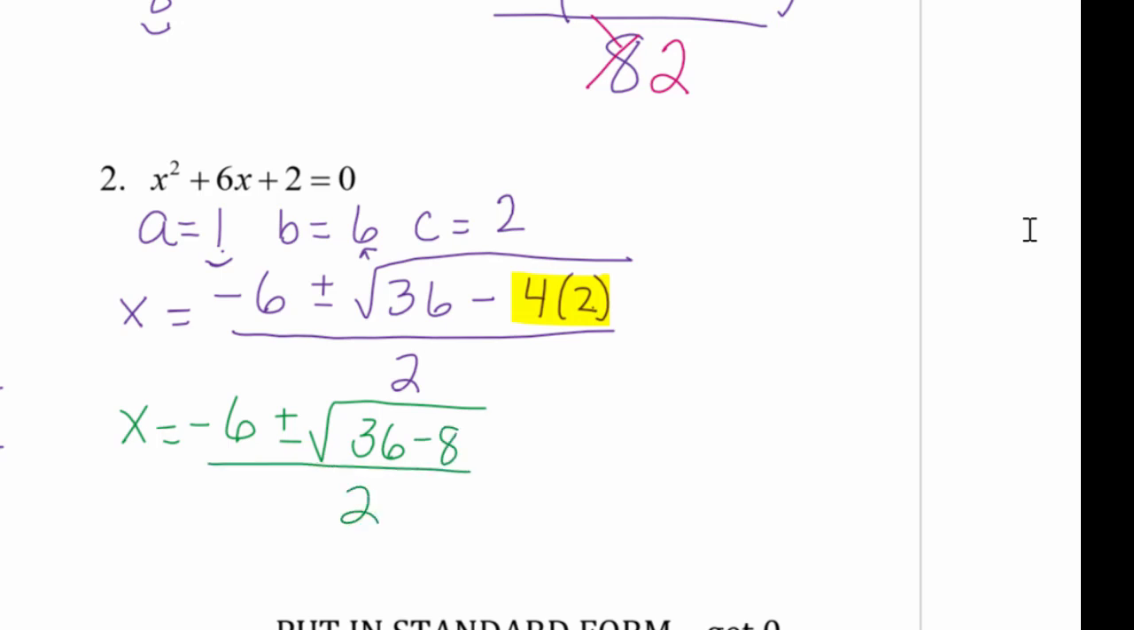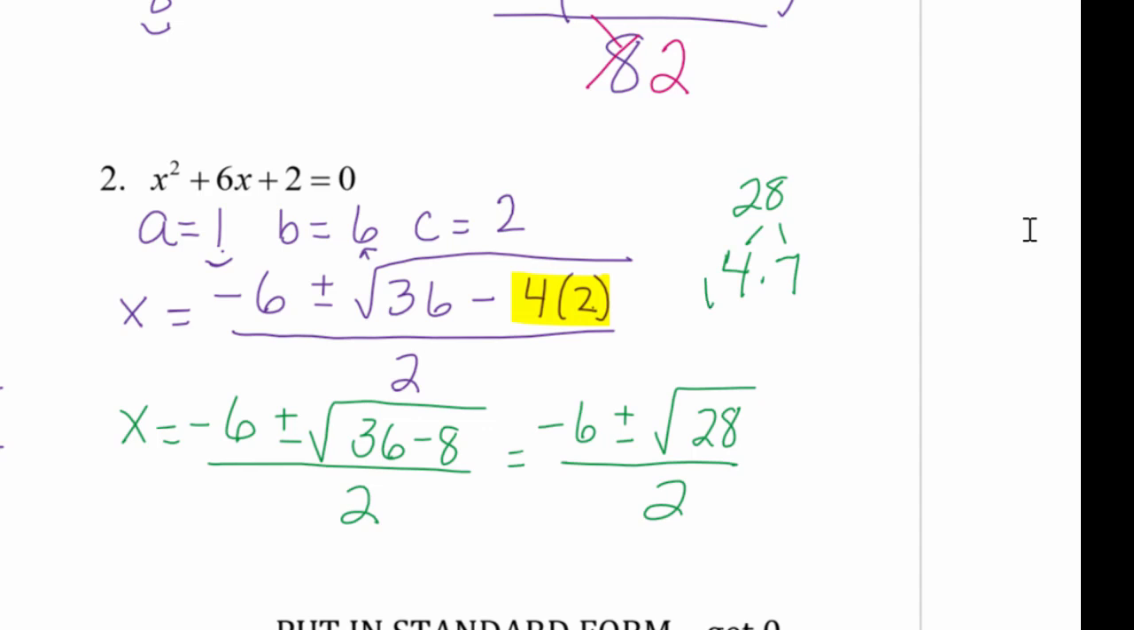So we get x equals the opposite of b, negative 6, plus or minus square root of 36 minus 8, all over 2. And 36 minus 8 is 28. Square root of 28, all over 2. Now, the square root of 28, there are some perfect squares in here, aren't there? So we get to simplify. 28 is 4 times 7. When we take the square root of 4, that's a 2. So we get 2 square root of 7.